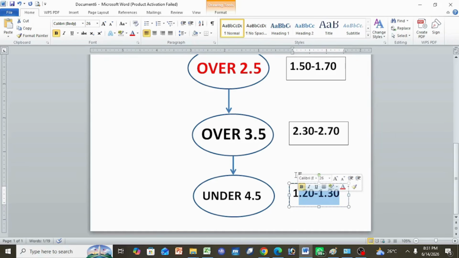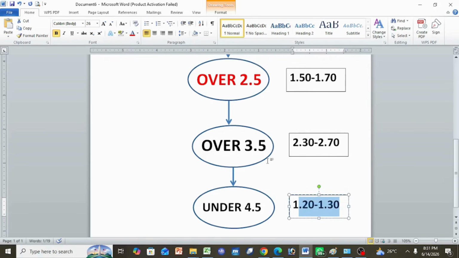Now look, let me explain to you why the odd ranges are like this. They are telling us that this game is an over 2.5 game. That's what this odd is explaining to us. On the other hand, one or two goals can actually open this game to climb to over 3.5. But since the under odd is 1.20 to 1.30, they are trying to protect this market, which is under 4.5.